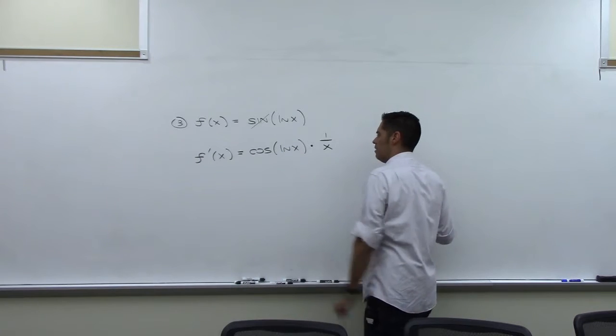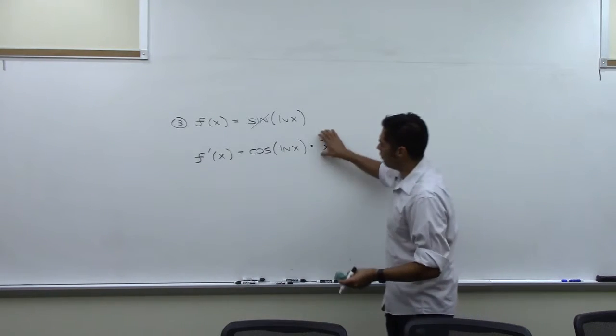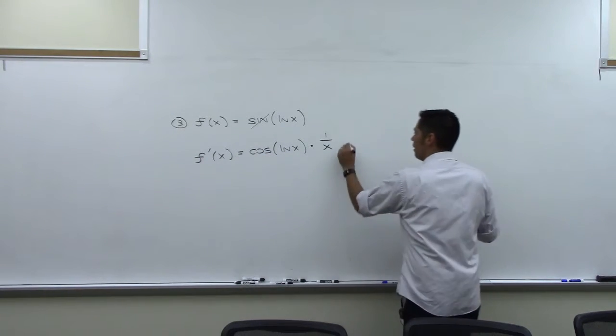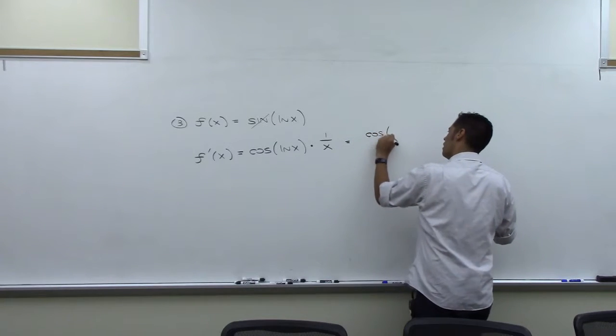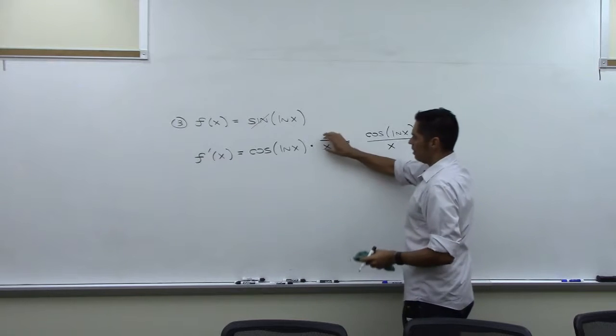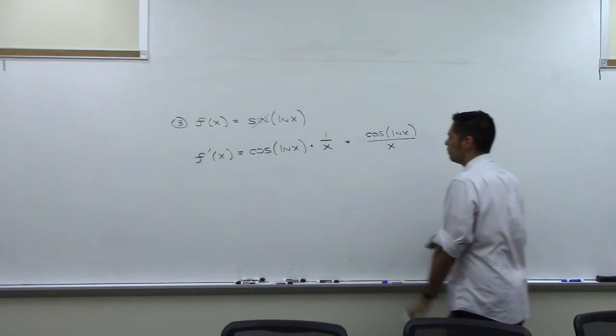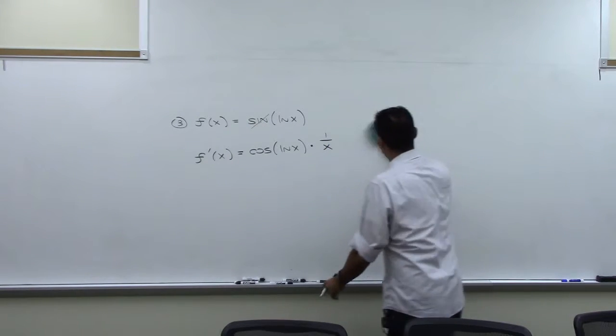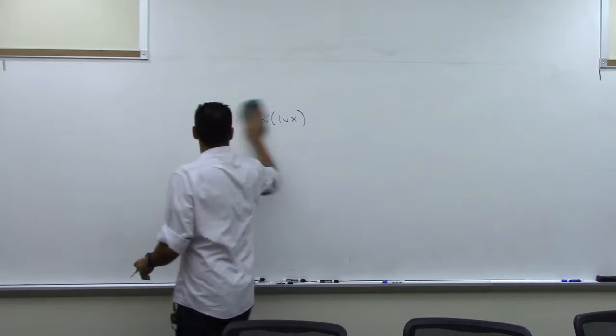And this is it. You can just leave it like this, or you can move the 1 over x out in front. Or you could even write it like this, cosine natural log x all over x. So just slide that x underneath. All right. These are going pretty quick.